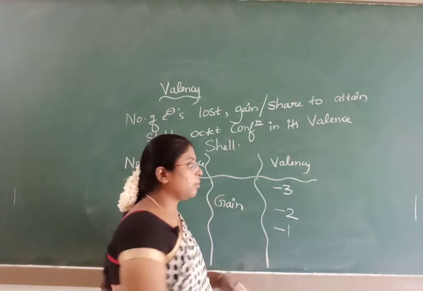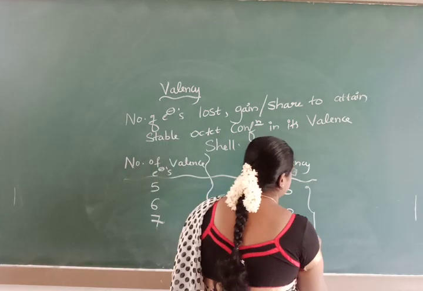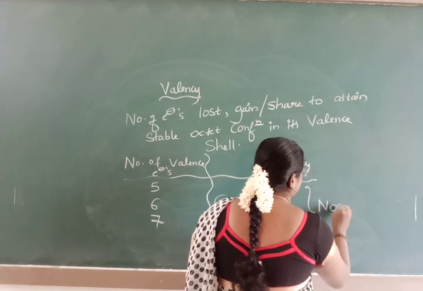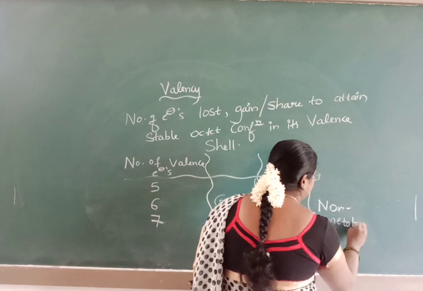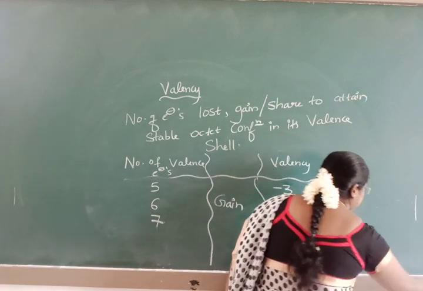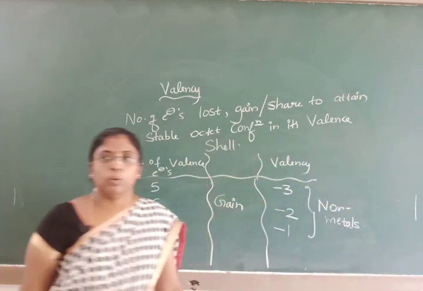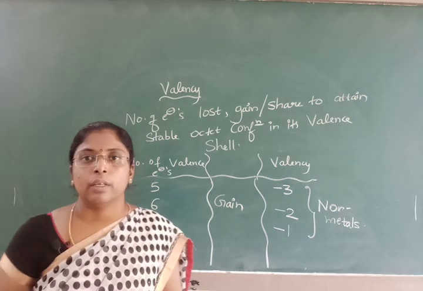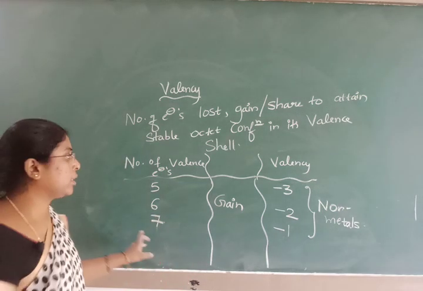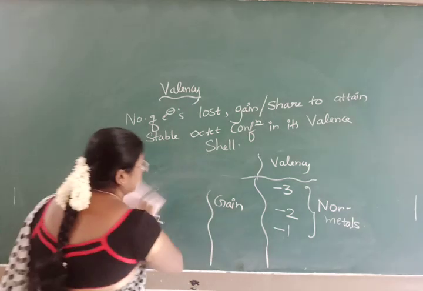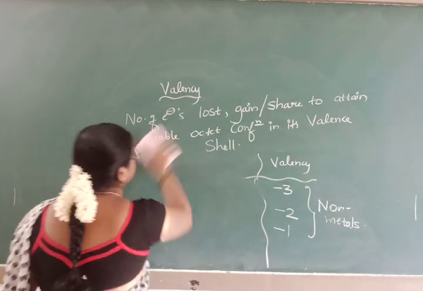They gain the electron. What type of elements are these in nature? These are all non-metals. They gain the electrons, whereas metals readily lose the electrons. For example, if I take one example I will explain how these valencies are represented.